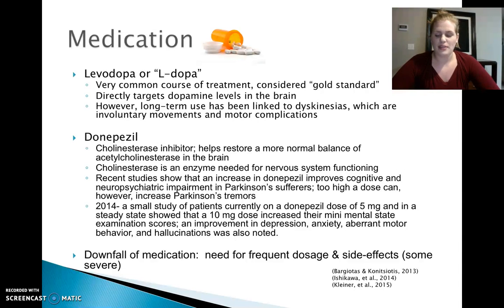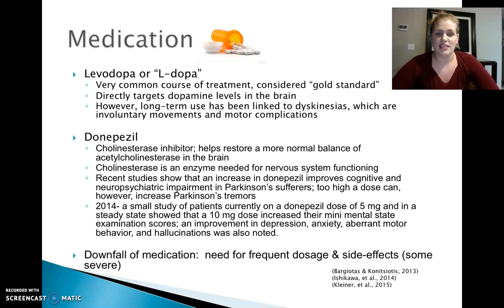Medication. So for the purposes of this presentation, I'm going to talk about 2 very popular kinds of medication that are used to treat Parkinson's. The first is levodopa, or shortened L-DOPA. It's a very common and highly popular course of treatment because it directly affects dopamine levels in the brain. It's considered the gold standard. However, after long-term use, it does have negative side effects, most notably dyskinesias, which are the involuntary movements and motor complications, much like actual Parkinsonian tremors that arise after prolonged medication use.